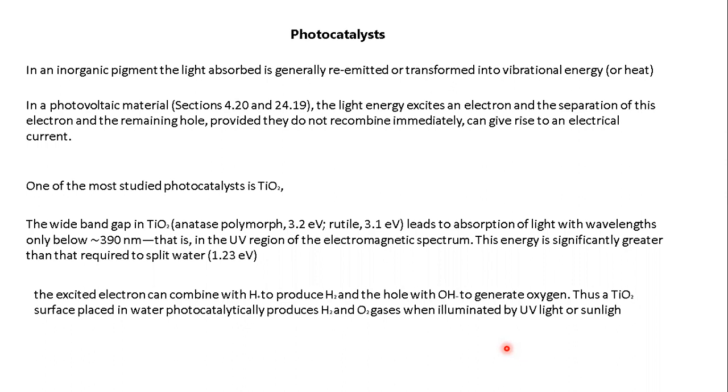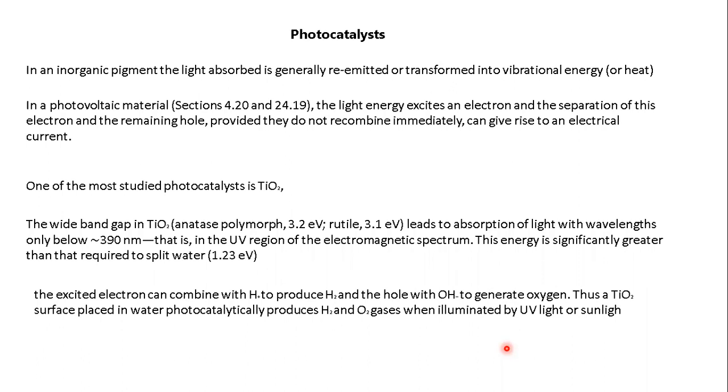So that material which will act as photocatalyst can be called a photovoltaic material. So what is happening in an inorganic pigment? Light is absorbed and re-emitted. Some light is absorbed, then re-emitted, and only then can you see the color, no? Because it re-emits some energy, or it turns into vibrational energy or heat.